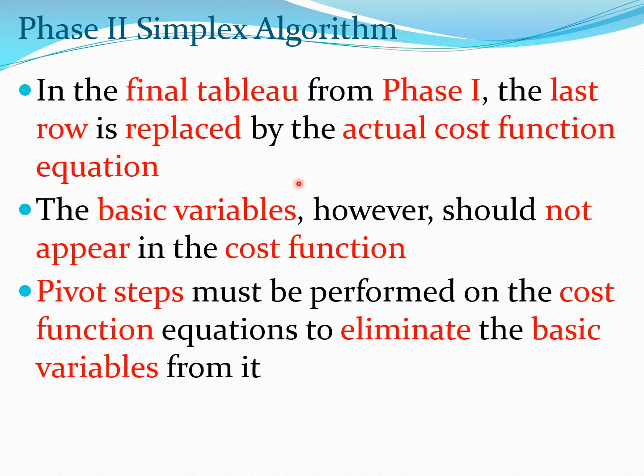In the final tableau from phase 1, the last row is replaced by the actual cost function equation. The basic variables, however, should not appear in this cost function, and pivot steps must be performed on the cost function equation to remove the basic variables from it.